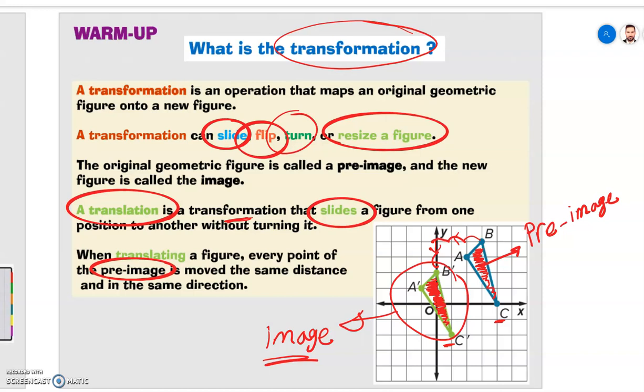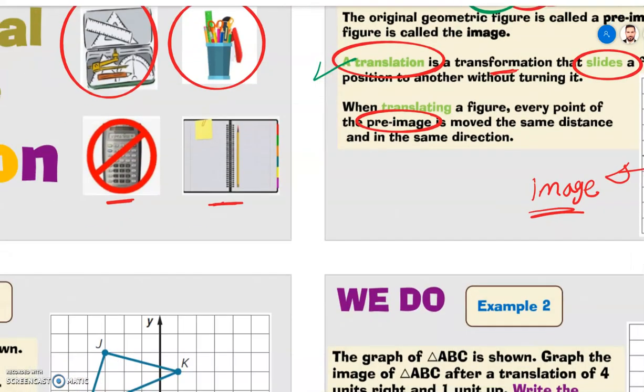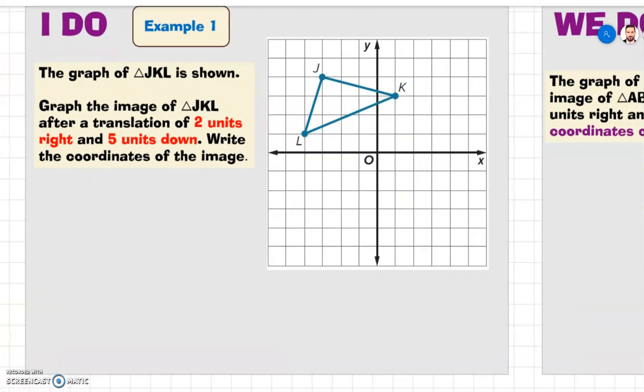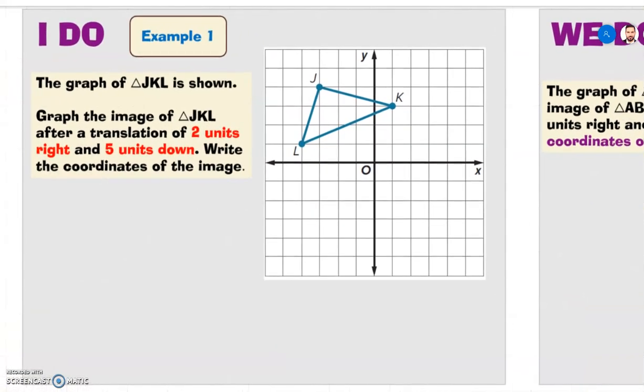So remember, guys, in our vocabulary today, the pre-image is our original figure. The original figure is the pre-image. And the image is what we have after translating the figure. And we know that today we are only going to discuss translation, which means slide. Let's see what we have in our first example.